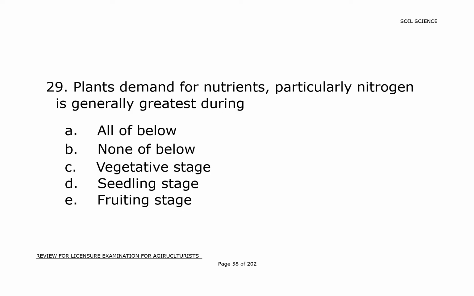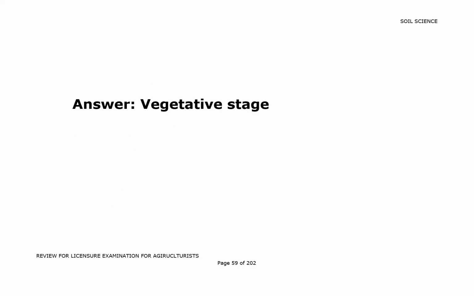Number 29. Plants' demand for nutrients, particularly nitrogen, is generally greatest during A. All of below, B. None of below, C. Vegetative stage, D. Seedling stage, or E. Fruiting stage. The answer is vegetative stage.